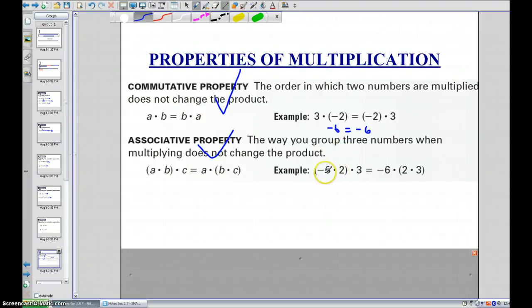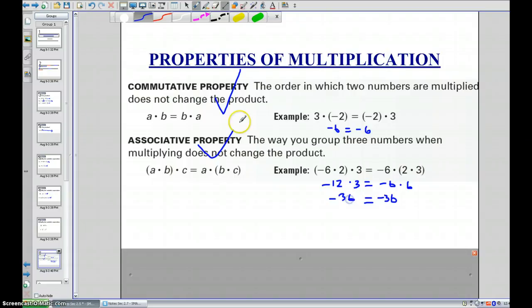Negative 6 times 2, that'll be negative 12. So negative 12 times 3. Well, we know that we have to do what's inside the parentheses first again, so we end up with negative 6 times 6 here. Well, negative 6 times 6 is negative 36. And then negative 12 times 3 will give me negative 36.